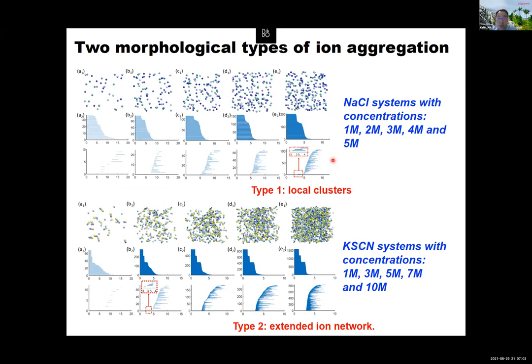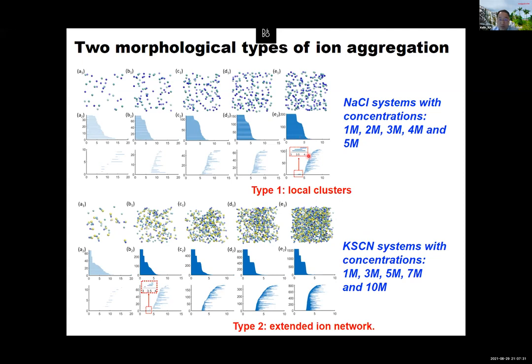What we do is add these ions into systems made of the same amount of water, about 1,000 water molecules, and then we keep adding the salt until it saturates. You cannot add any more because it deposits. NaCl reaches saturation at about 5 molar, and KSCN at about 10 molar, and we check the corresponding persistent barcode information for it.